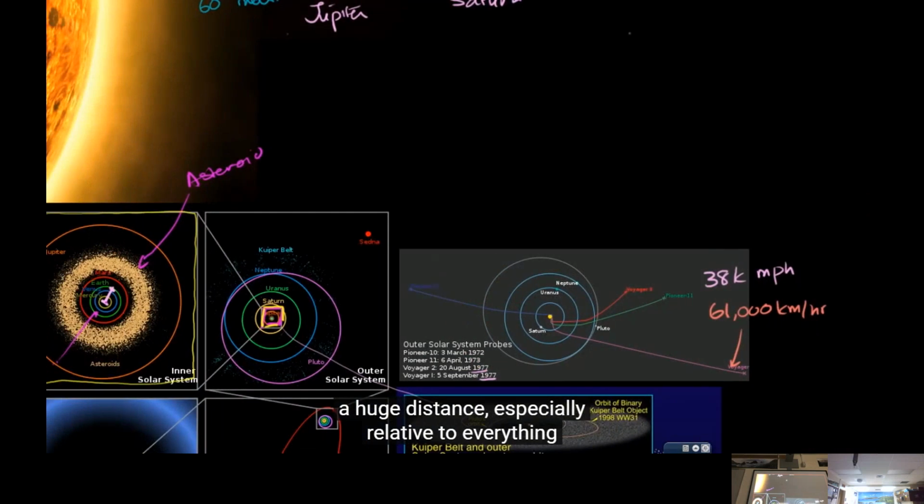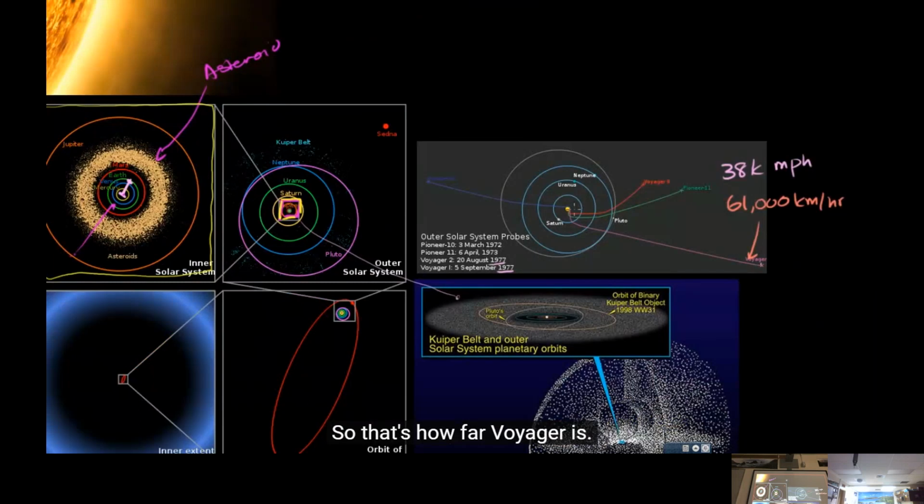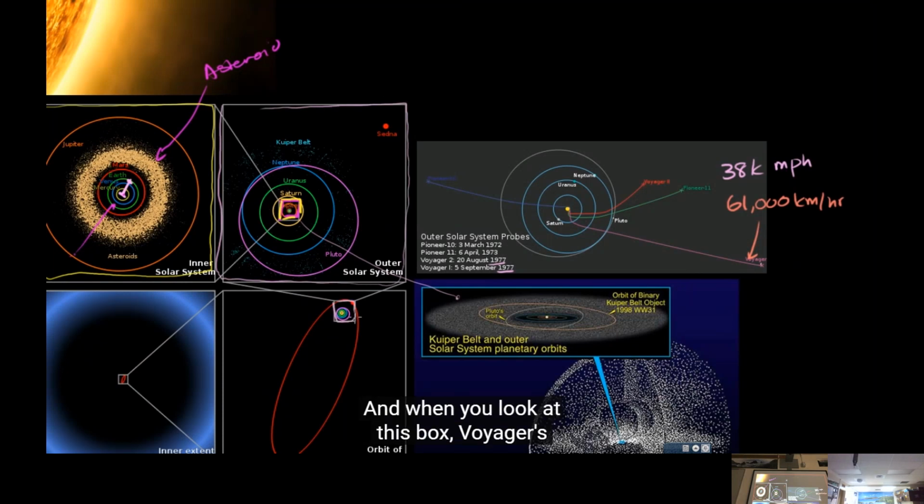But at the same time, even though it's a huge distance, especially relative to everything else we've talked about, relative to even the outer reaches of the solar system, we're still talking in terms of a small scale. So that's how far Voyager is. And just to give a sense on this scale, this whole box over here can be contained in this box. And when you look at this box, Voyager's only gotten about that far after traveling at this unbelievable velocity for over 30 years, for about 33 years.